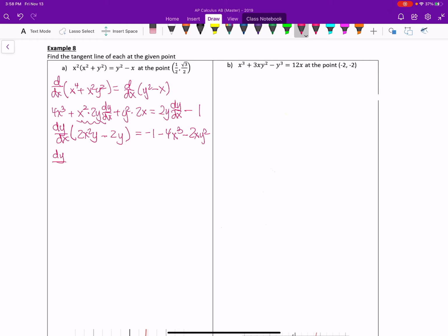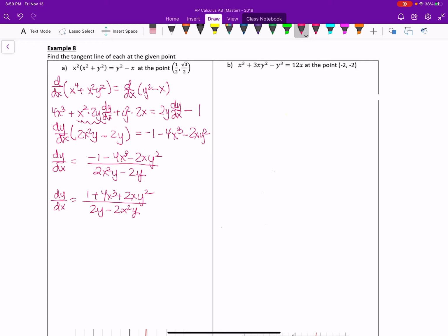So dy/dx is equal to negative 1 minus 4x cubed minus 2xy squared, all over 2x squared y minus 2y. And you know what? I prefer not having the dangling negative, so I'm just going to switch them around. So I'm going to multiply the numerator and denominator by negative 1, so I get 1 plus 4x cubed plus 2xy squared, and in the denominator it ends up being 2y minus 2x squared y.